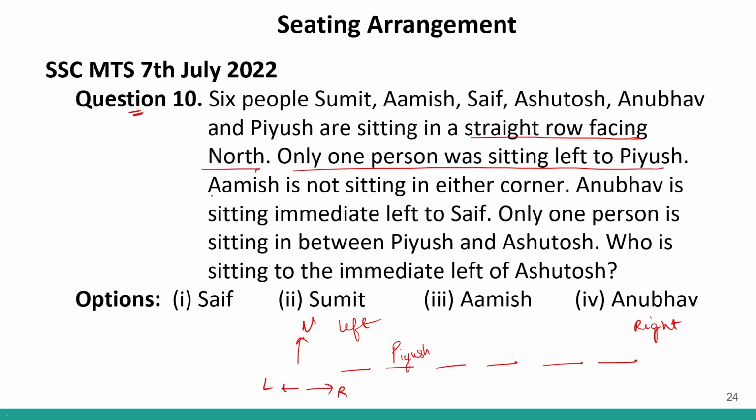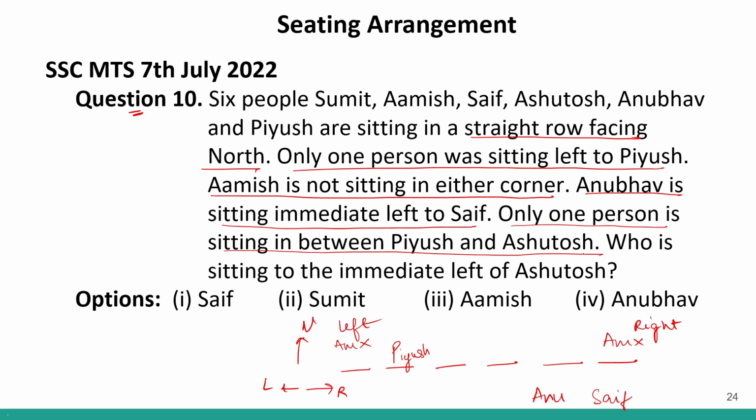Only one person is sitting to the left of Piyush. Correct? Amish is not sitting in either corner. So that means Amish will not come over here. And Amish will also not come over here. Correct? Anubhav is sitting immediate left of Saif. So let us hold this data that says Anubhav sits immediate left of Saif. Now it is given to us that only one person is sitting in between Piyush and Ashutosh. So if one person is sitting between Piyush and Ashutosh, that means Ashutosh will come over here.